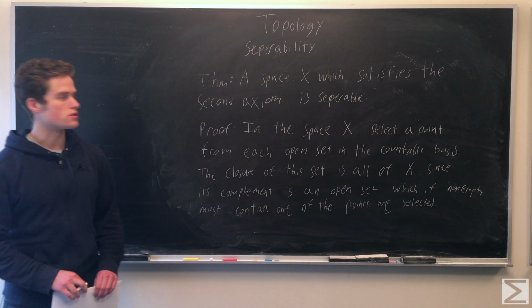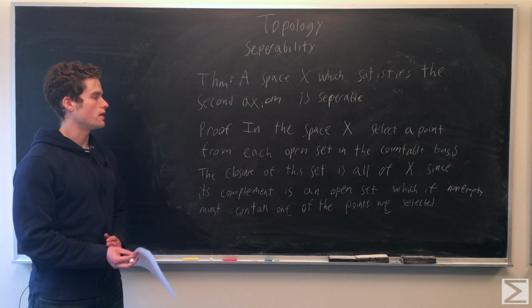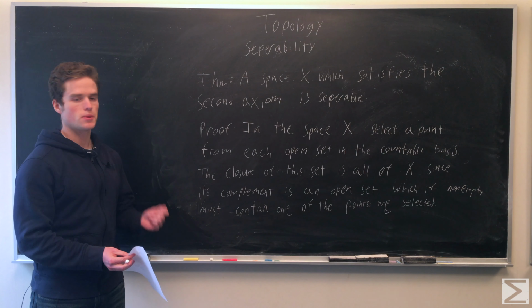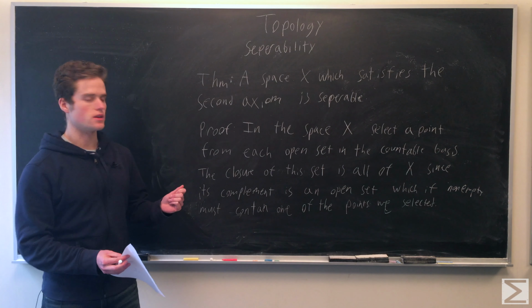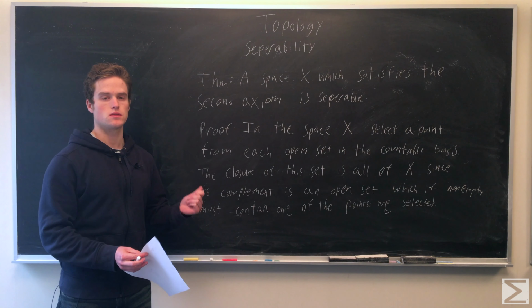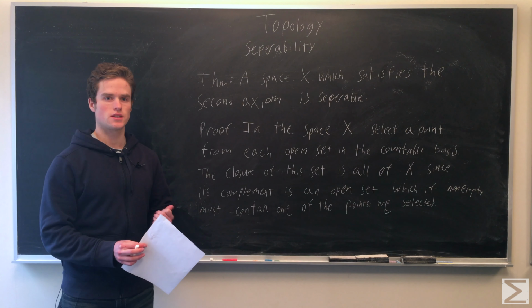So we can prove a space X which satisfies the second axiom must be separable. And so the idea is just, from the space X and the countable base, select a point from each open set in our countable base. This is a countable set. And then consider the closure of this set.